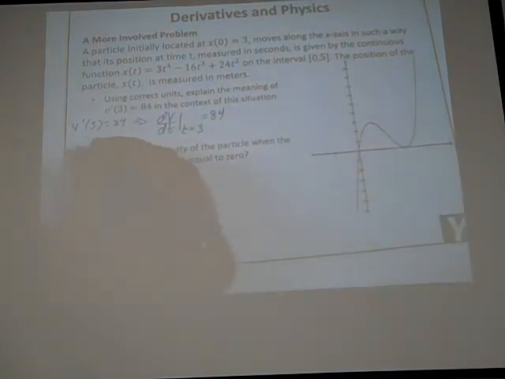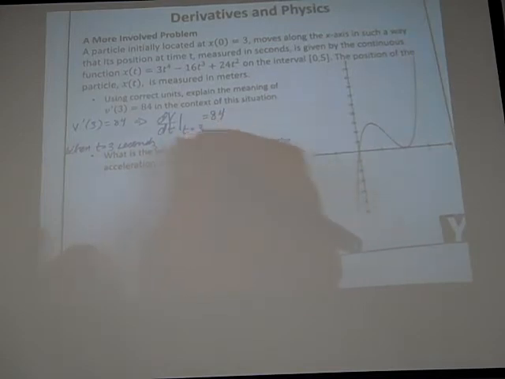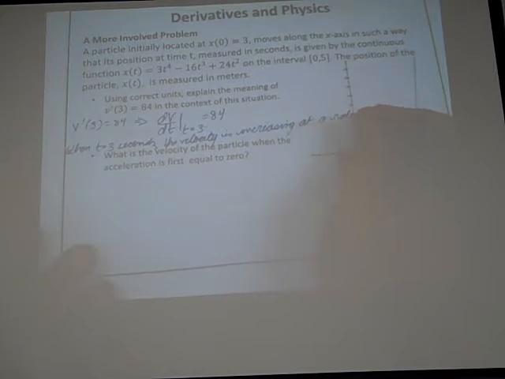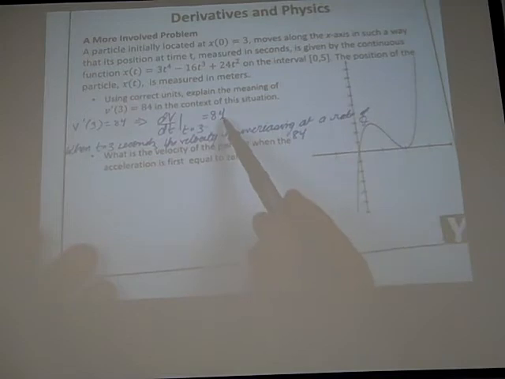So I would interpret this as: when t equals 3 seconds, the velocity, we'll look at the numerator, is changing. How is it changing? This is the rate of change. So it is increasing at a rate of 84. Now let's pay attention to the units.